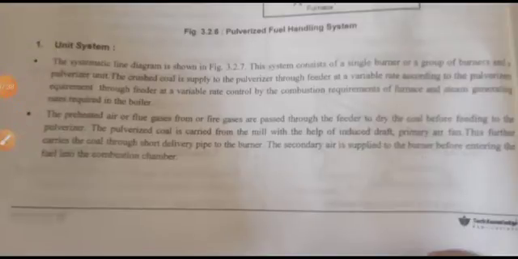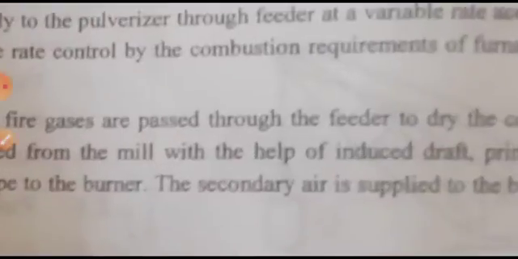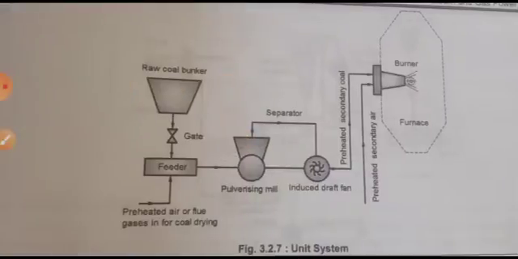Preheated air or flue gases are passed through the feeder to dry the coal before feeding to the pulverizer. The pulverized coal is carried from the mill with the help of the induced draft primary air fan. This further carries the coal through a short delivery pipe to the burner. The secondary air is supplied to the burner before the fuel enters the combustion chamber. Okay, in this way the unit system works.